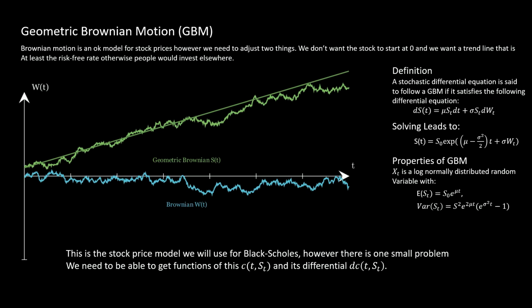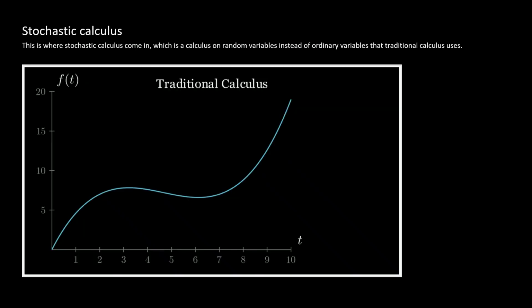As geometric Brownian motion is in continuous time, our portfolio will have to be the same at every time on a continuous line instead of just the single time steps. In order to derive Black-Scholes, we will need to be able to get differentials of functions of geometric Brownian motion. This is where stochastic calculus comes in.